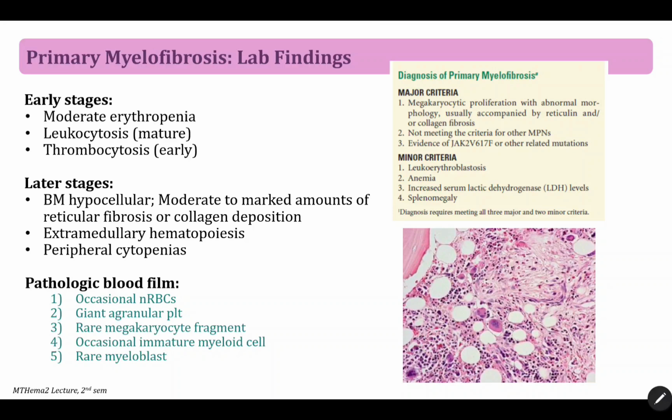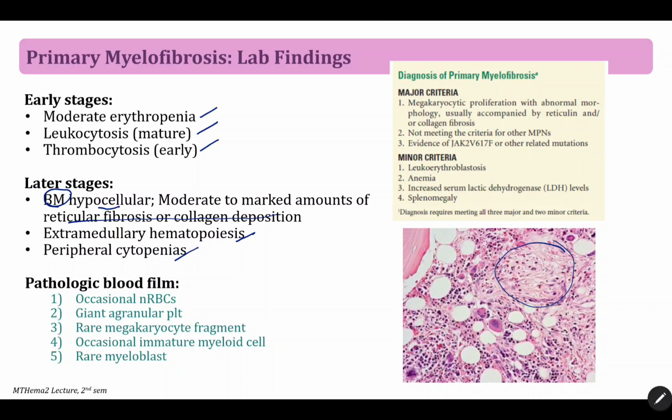Initial lab findings in primary myelofibrosis show moderate erythropenia with leukocytosis that affects your mature cells and an increased number of platelets or thrombocytosis. In the latter stages of the disorder, there would be hypocellularity of the bone marrow with moderate to marked amounts of reticular fibrosis or collagen deposition. There would also be extramedullary hematopoiesis, and also in the circulation, there would be the presence of peripheral cytopenia or decreased cells.